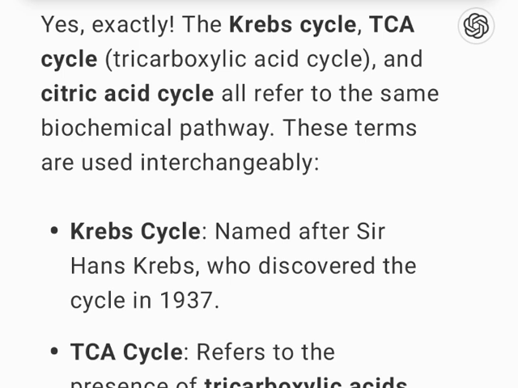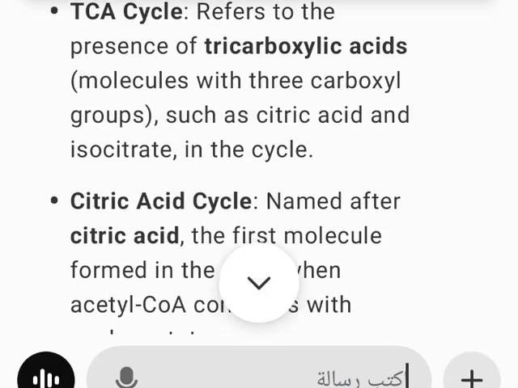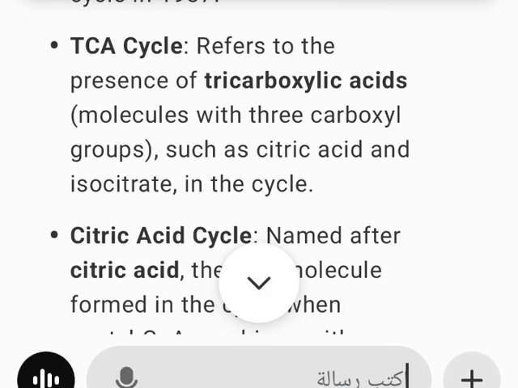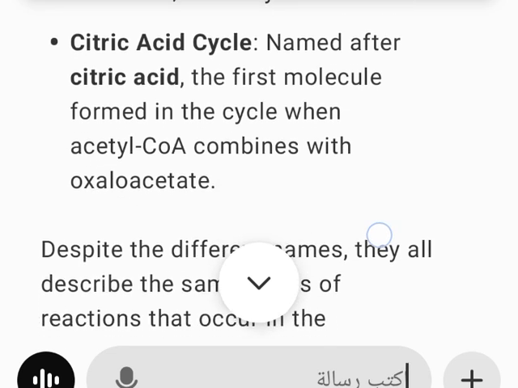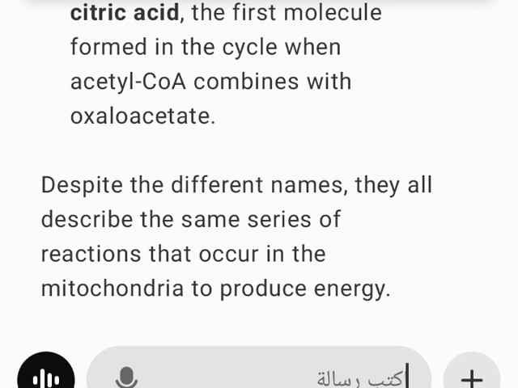TCA cycle refers to the presence of tricarboxylic acids, molecules with 3 carboxyl groups, such as citric acid and isocitrate, in the cycle. Citric acid cycle is named after citric acid, the first molecule formed in the cycle when acetyl-CoA combines with oxaloacetate. Despite the different names, they all describe the same series of reactions that occur in the mitochondria to produce energy.